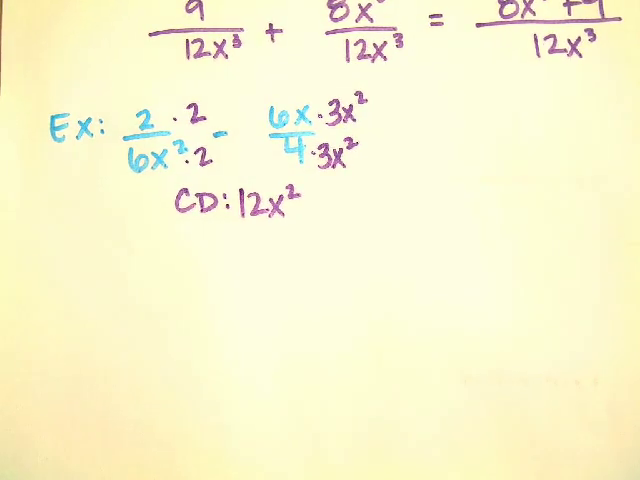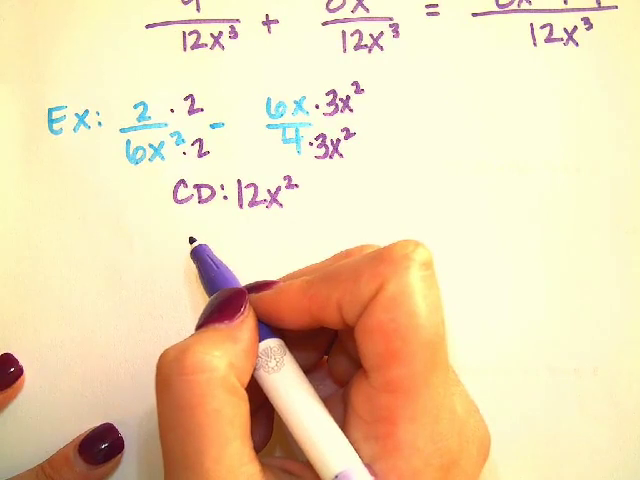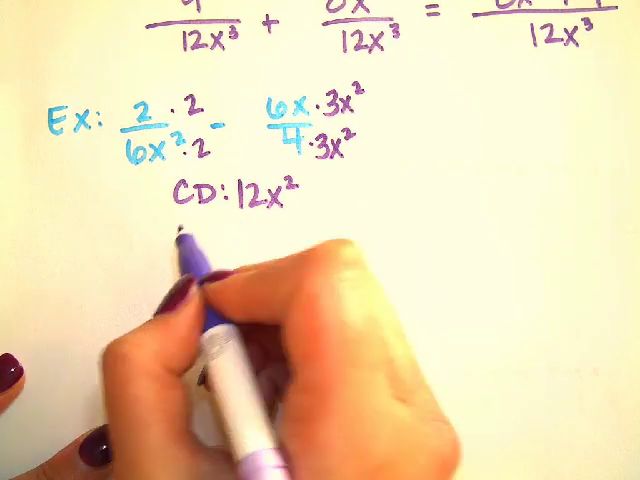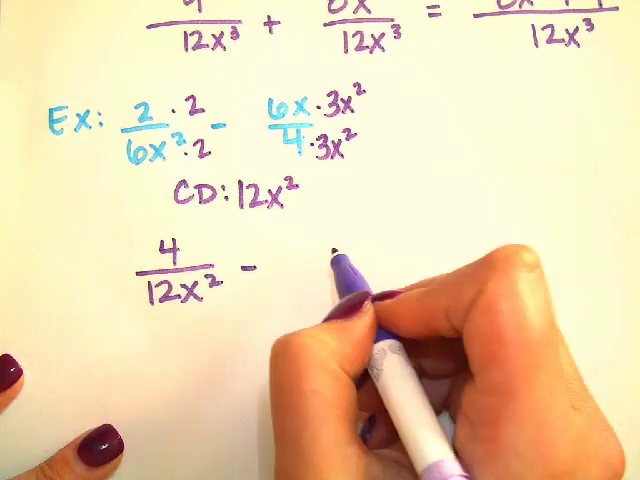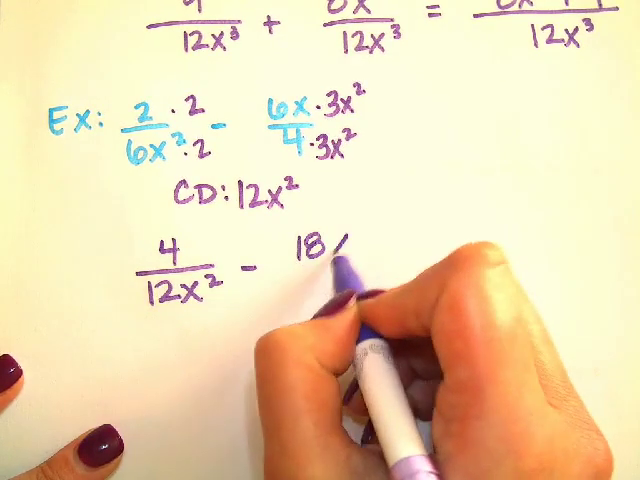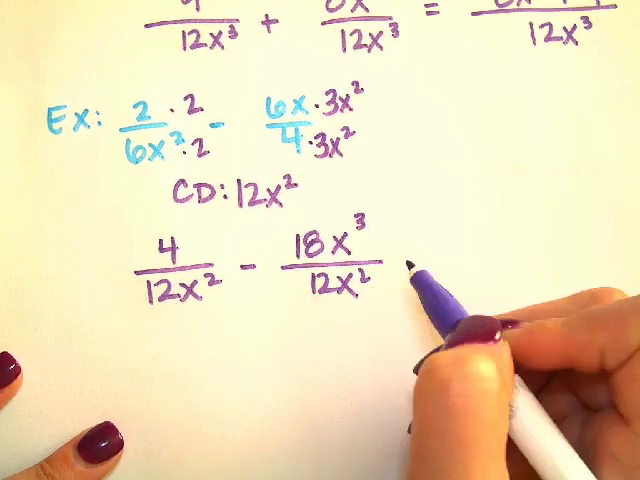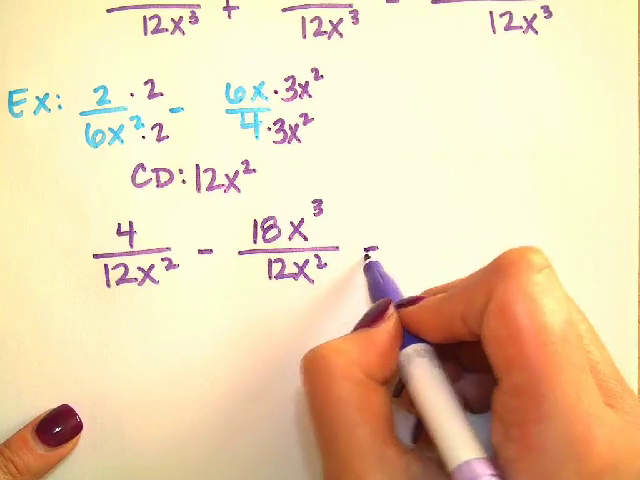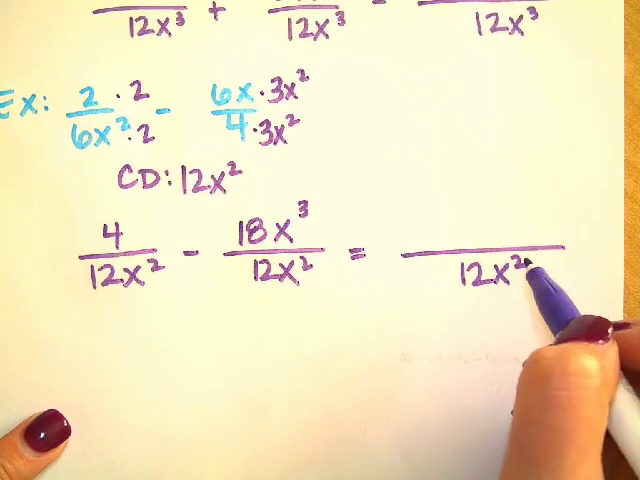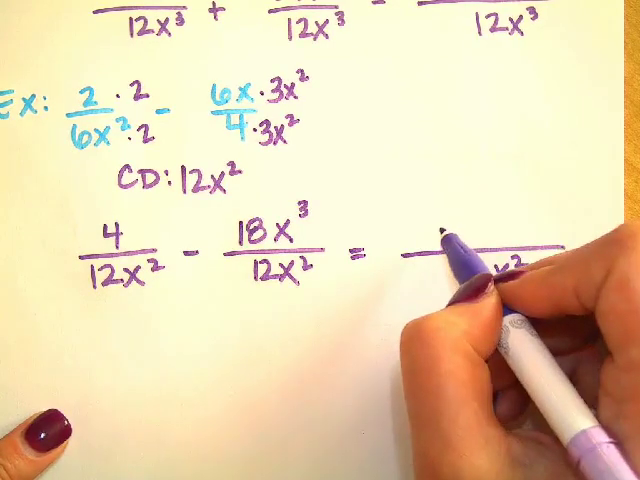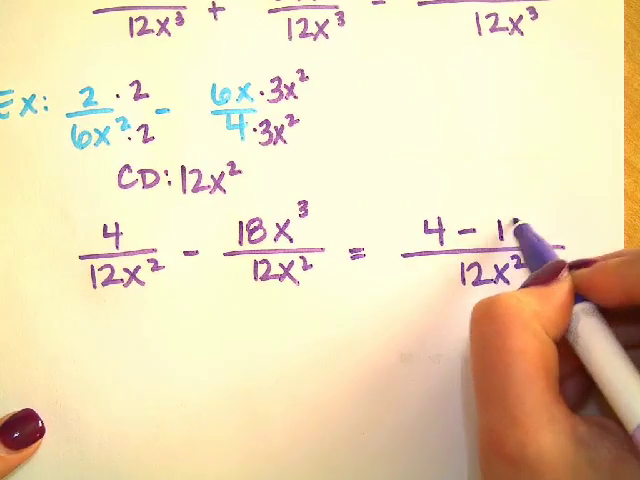Okay, so the first fraction is 4 divided by 12x squared. Okay, minus 18x cubed divided by 12x squared. Okay, so we have 12x squared as the common denominator. And then on the top, you can switch the order if you want, but I'm just going to go ahead and write 4 minus 18x cubed.